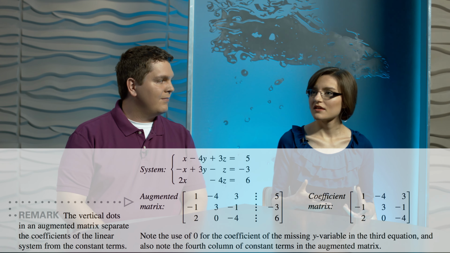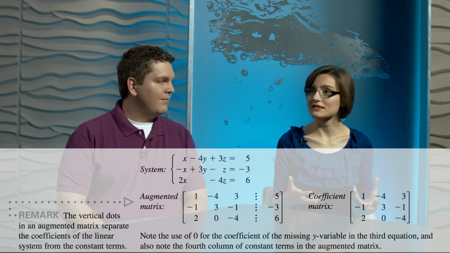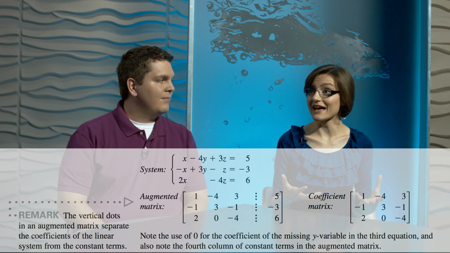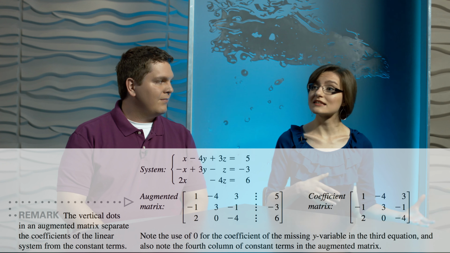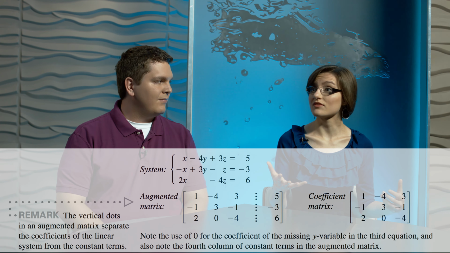Brittany, talk to us a little bit about things that you ask students to watch out for as they're setting up their matrix. Definitely placeholders. Right. So putting the 0 in the matrix if that variable isn't in that equation. That's a great idea. And then also the dotted line to separate the left-hand side of the equation from the right-hand side of the equations.